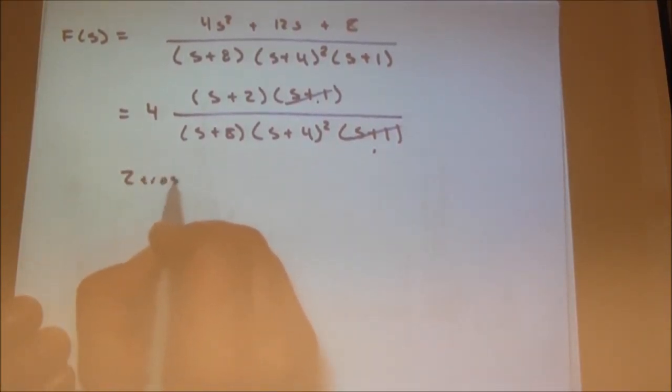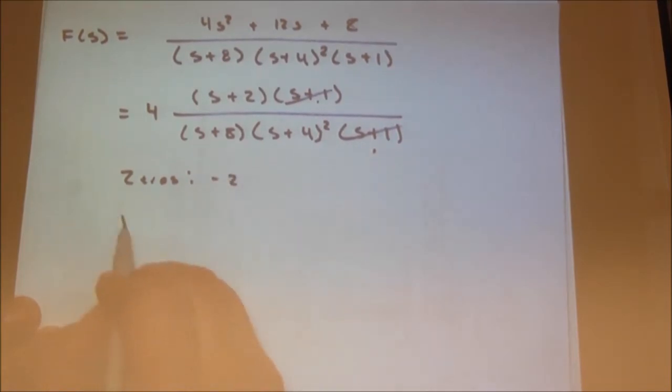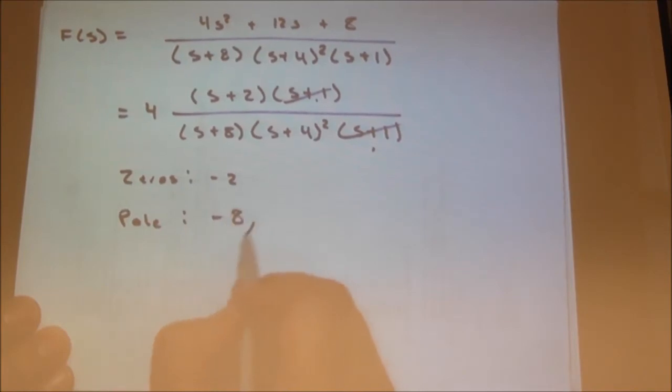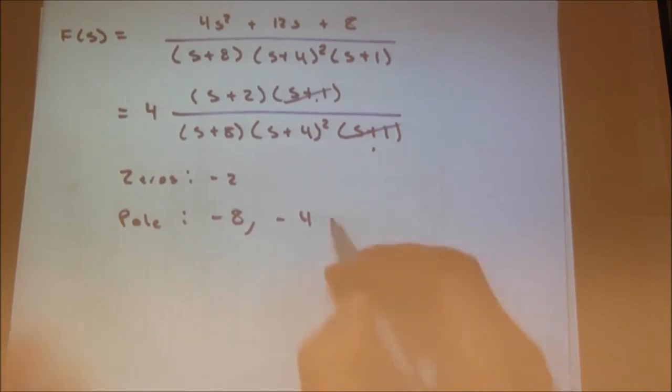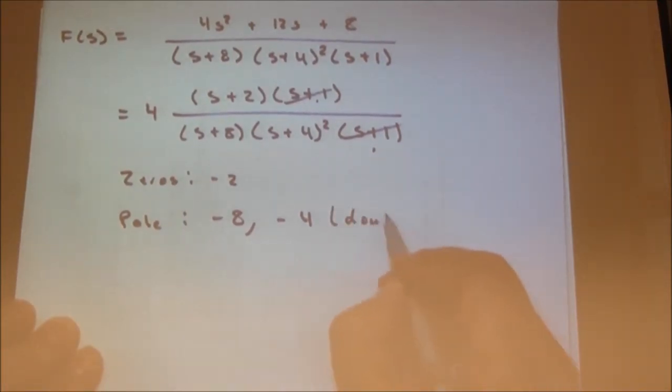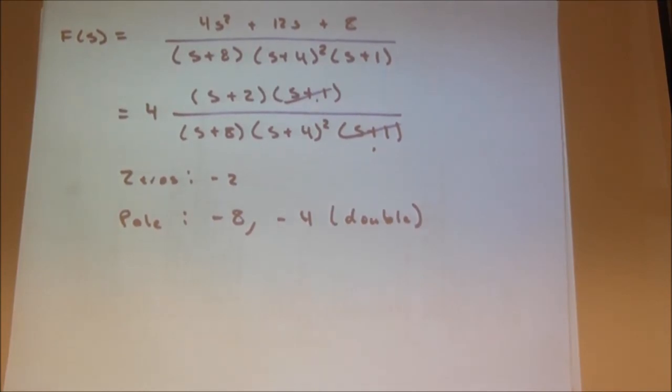Now, we have a 0 at -2. We have a pole at -8. And we have a pole at -4. Well, what can we say about the pole at -4? It's repeated. So it's a repeated pole. In this case, it's a double pole. And that matters. So that's a double pole, or specifically double, though generally it's repeated.